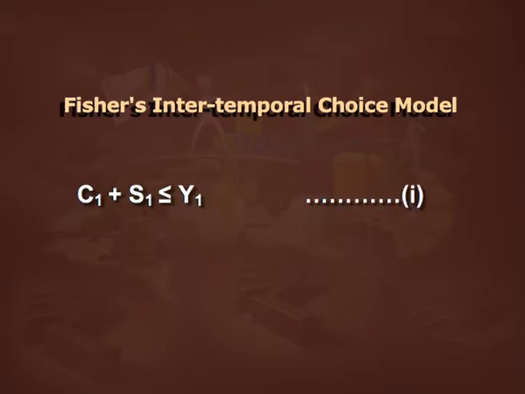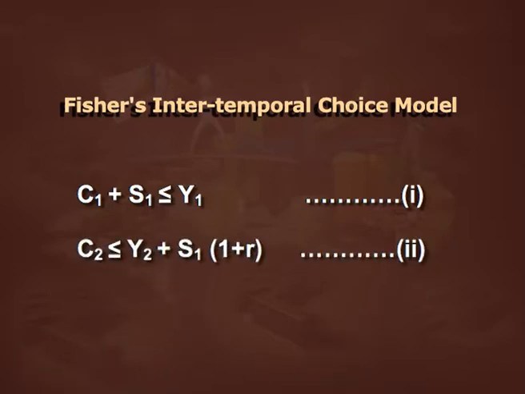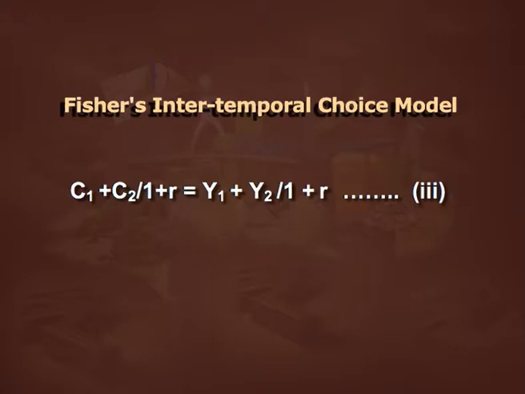C1 plus S1 is less than or equal to Y1, which is the first equation. C2 is less than or equal to Y2 plus S1 into 1 plus r, which is the second equation. On the other hand, if such borrowing is possible, then the person is subject to a single intertemporal budget constraint. C1 plus C2 divided by 1 plus r equals Y1 plus Y2 divided by 1 plus r is the third equation.